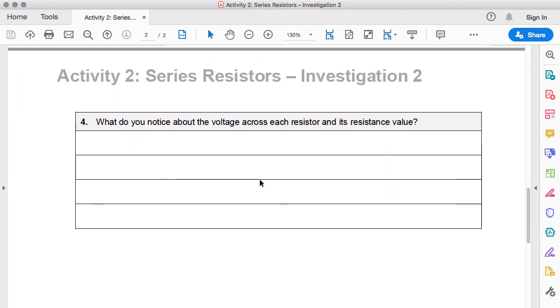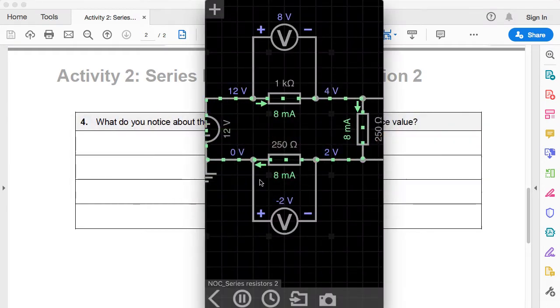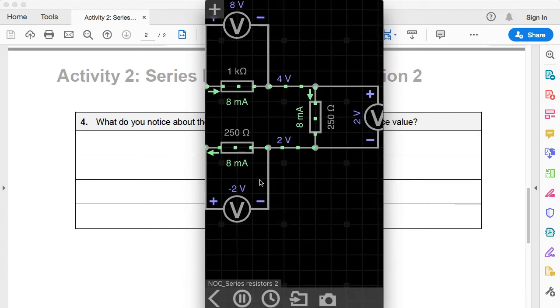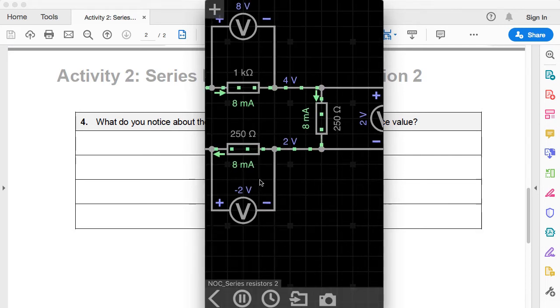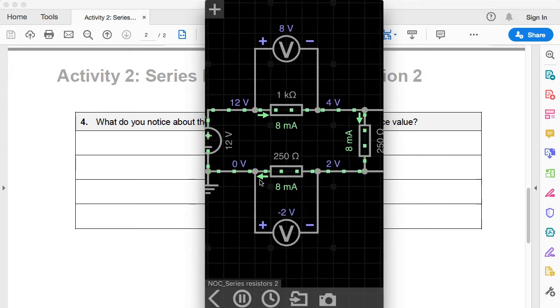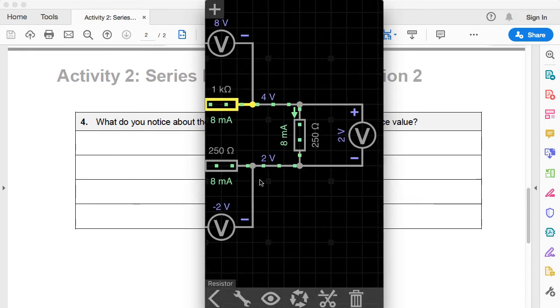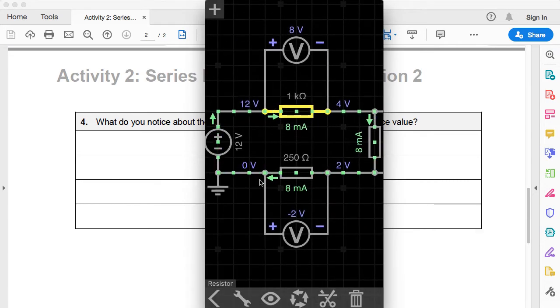And lastly, what do you notice about the voltage across each resistor and its resistance value? The first thing we notice is that the voltage across the 250 ohm resistors is the same. It seems that because their resistance values are the same, the voltage drop across them is also the same. And the voltage drop across the 1 kilo ohm resistor is greater than either of the other two. In fact, it is 8 volts.